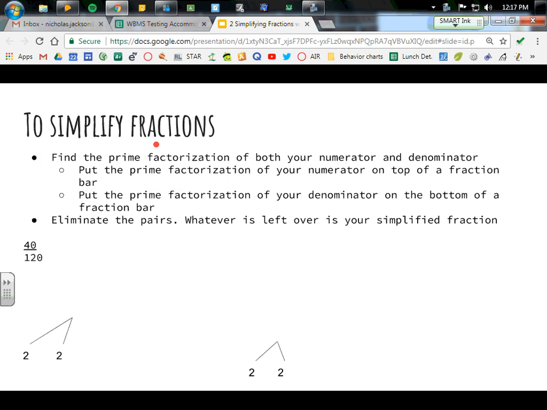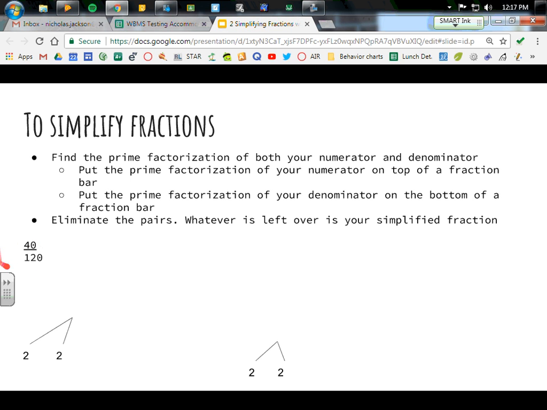All right, so here's how we would do this. To simplify fractions with prime factorization, you're going to want to first find the prime factorization of both your numerator and your denominator. So that's the first thing. Once you do that, you're going to put the prime factorization of your numerator on top of a fraction bar and the prime factorization of your denominator on the bottom of a fraction bar. Then you're going to eliminate the pairs, and whatever is left over is your simplified fraction.